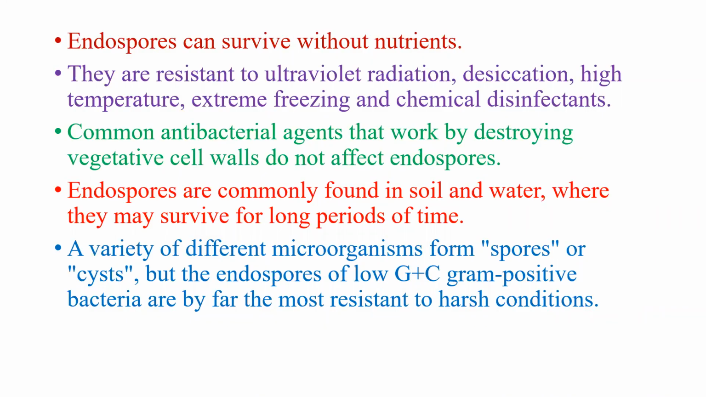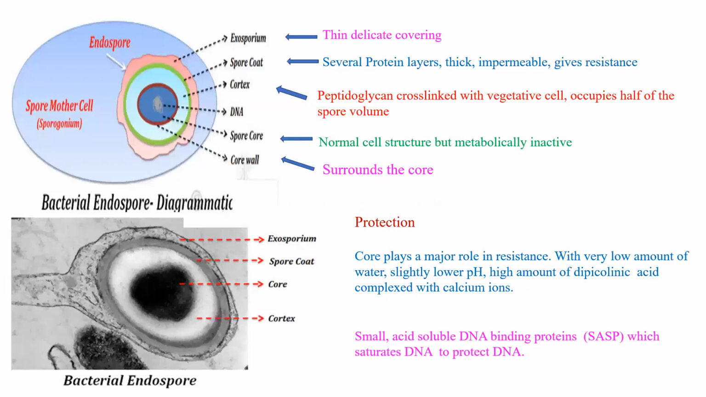Endospores can survive without nutrients. They are resistant to different adverse conditions like ultraviolet radiation, desiccation, high temperature, extreme freezing, and chemical disinfectants. Common antibacterial agents that work by destroying vegetative cell walls do not actually affect endospores. Endospores are commonly found in soil and water where they may survive for long periods of time. A variety of different microorganisms form spores or cysts, but the endospores of low GC gram-positive bacteria are by far the most resistant to harsh conditions.